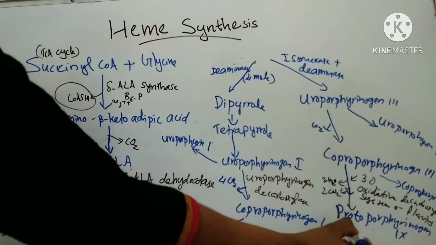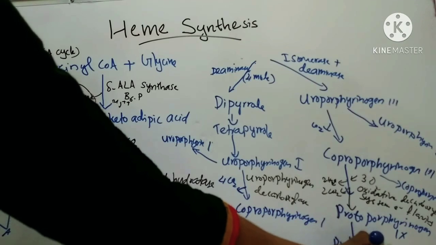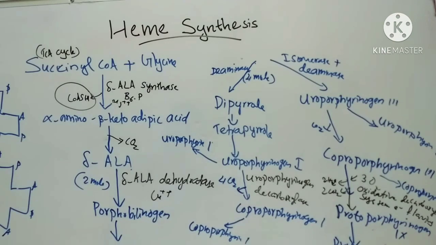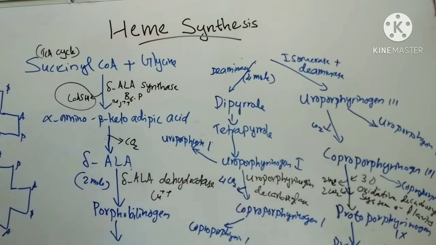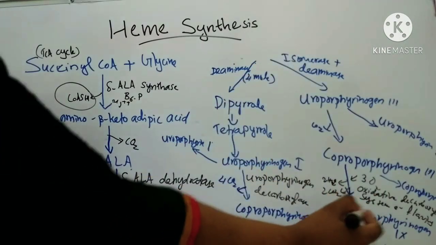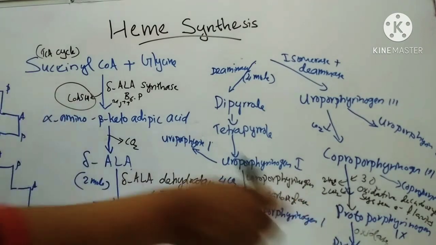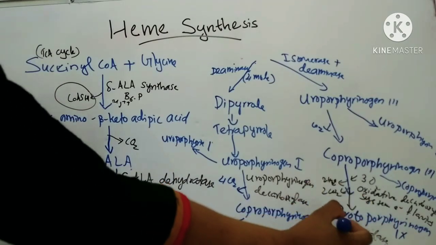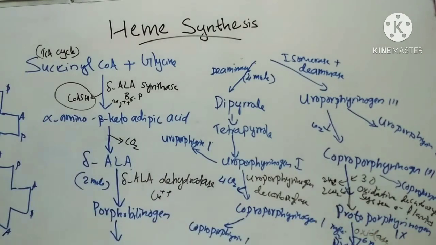It is converted to protoporphyrin 9 by another oxidase system. So this protoporphyrinogen 9 is converted to protoporphyrin 9 by protoporphyrinogen oxidase. By oxidase it is converted to protoporphyrin 9. It requires molecular oxygen, and 6 H is removed.